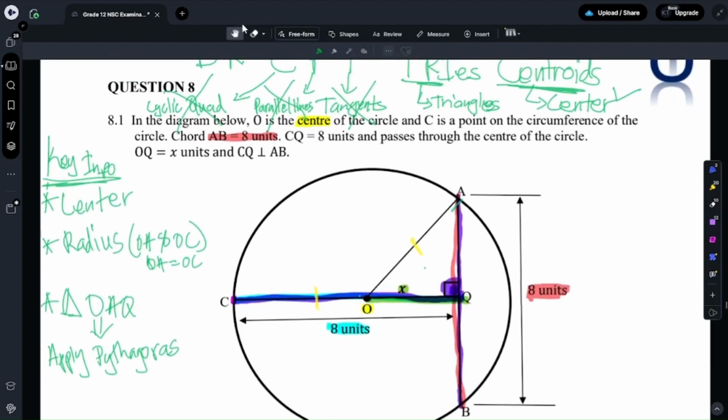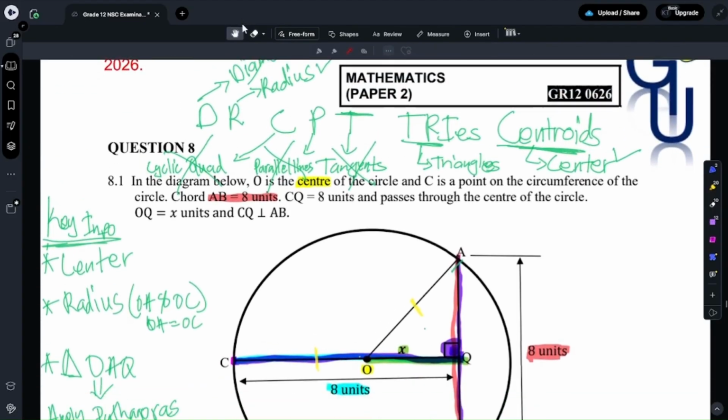So having gathered all this key information, this then tells me that my reasons are gonna come from the center theorem. My reasons are gonna come from the fact that I've got a radius, and also the fact that I've got a right angle triangle where I can just apply my theorem of Pythagoras. So can you see how easy this question becomes?